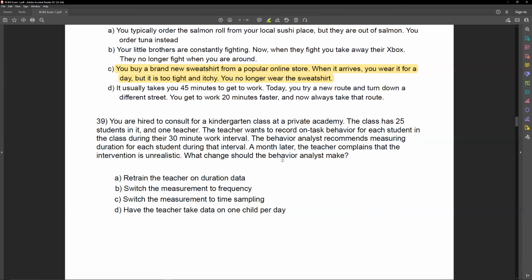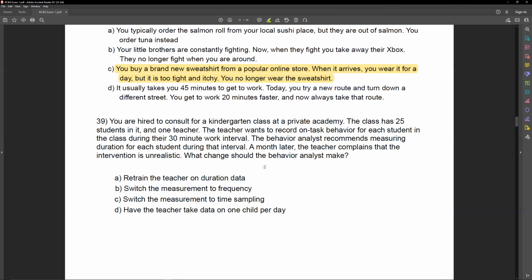What kind of measurement do we have for these scenarios? When you have multiple students, limited time, limited resources, this is when discontinuous measurement comes into play, right? Our interval recording and time sampling. Okay, so keep that in mind. What change should the behavior analyst make?